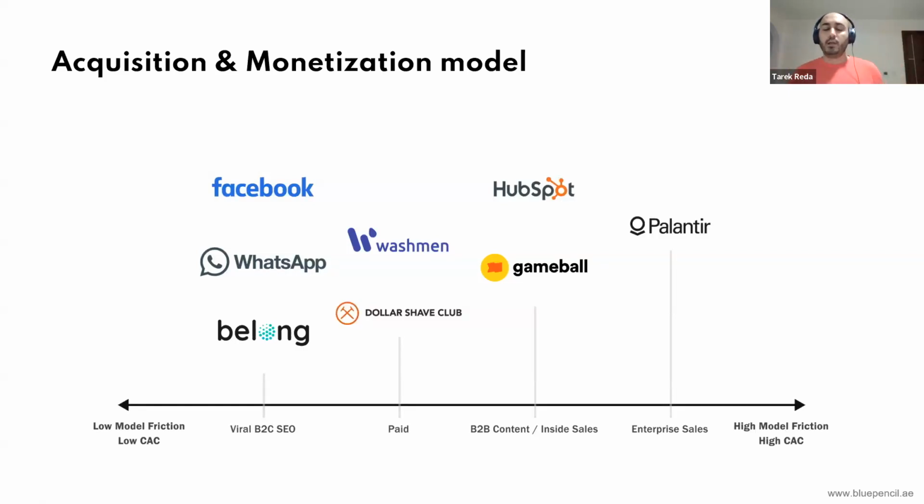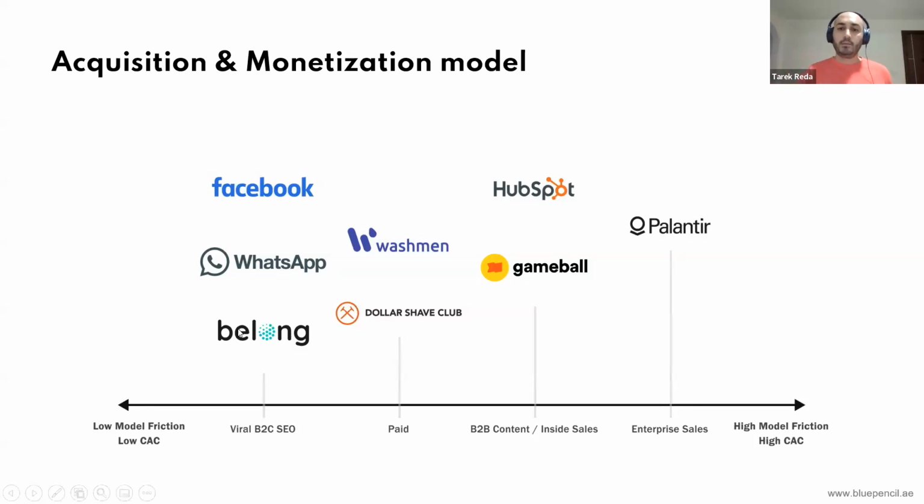As you start moving to the right of the spectrum, the model friction goes slightly higher. Then they can also tolerate slightly higher CAC. So they can start doing things like running ads. A company like Dollar Shave Club or Washman, where you have a subscription every month that you pay. It's not a huge subscription, it's relatively small, but it allows this company to start investing in other acquisition channels that would have slightly higher CAC.